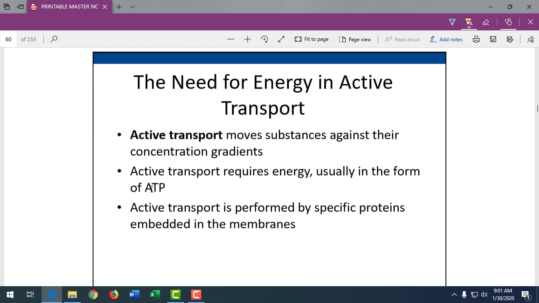So where that energy comes from is this special molecule called ATP. We're going to talk about that process in a lot of detail in the next unit. But for now, just know it's an energy molecule used by cells. And it's going against the concentration gradient. So when we say against, we mean it's going from low to high.